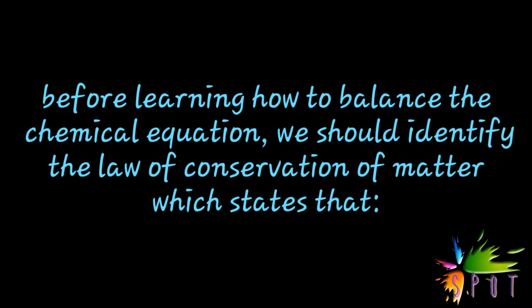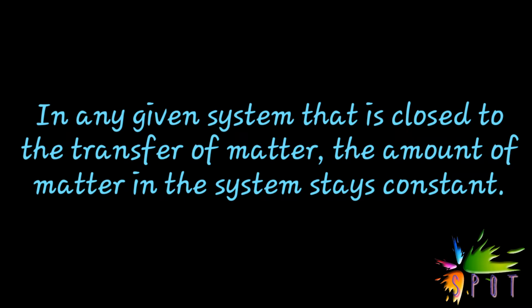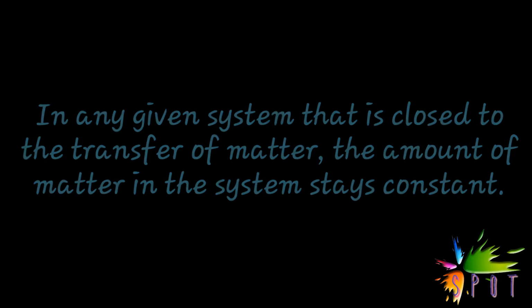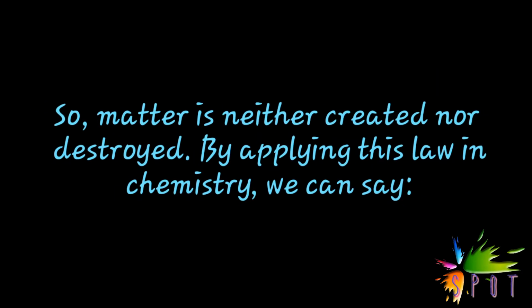Before learning how to balance the chemical equation, we should identify the law of conservation of matter, which states that in any given system that is closed to the transfer of matter, the amount of matter in the system stays constant. So, matter is neither created nor destroyed.